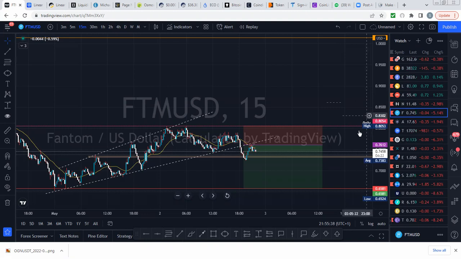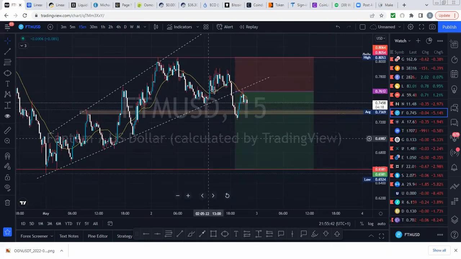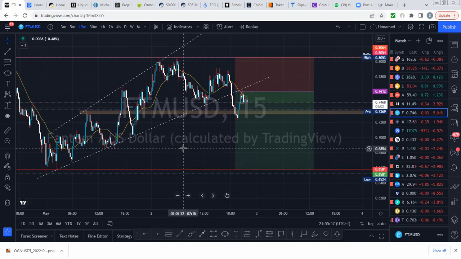So you will do what? You wait for a breakout, just like I was waiting for FTM to break out, and it did. So price broke out, now pulled back to the place that it broke out from, and is now dropping.